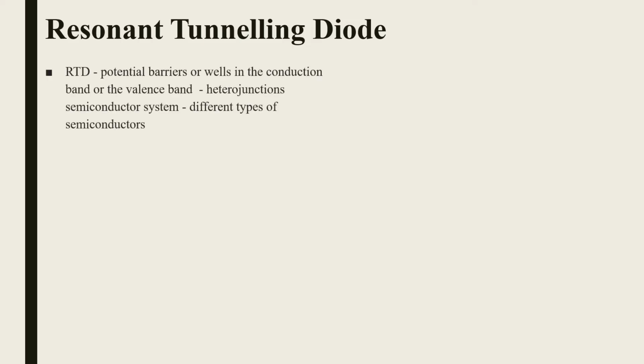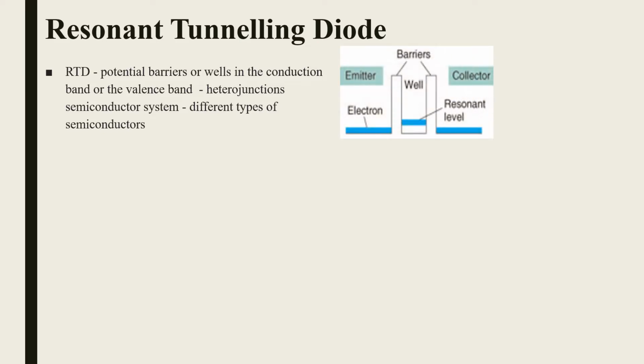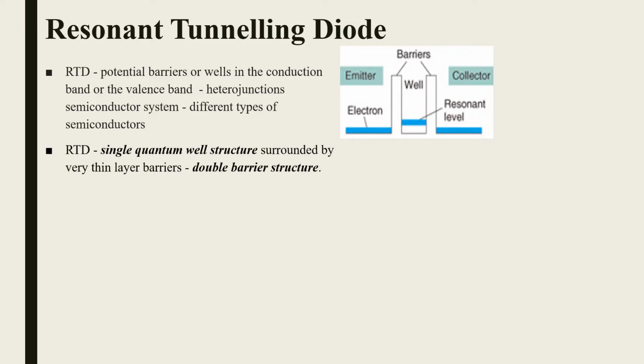Let us now look at the resonant tunneling diode. The potential profiles required for the resonant tunneling diode can be realized in semiconductor systems using heterojunctions, which utilize semiconductors of different types to create potential barriers or wells in the conduction band or the valence band. One type of RTD is formed as a single quantum well structure surrounded by very thin layer barriers. This structure is called a double barrier structure.